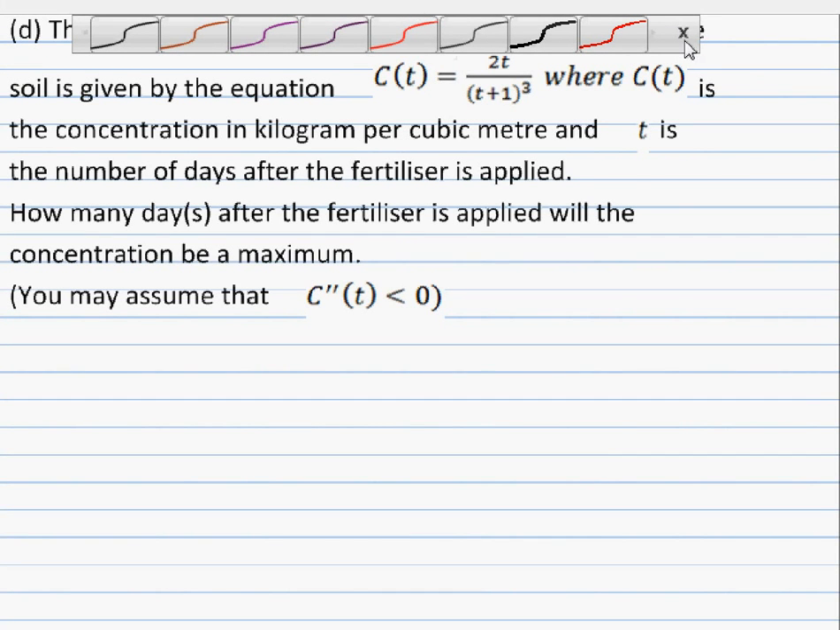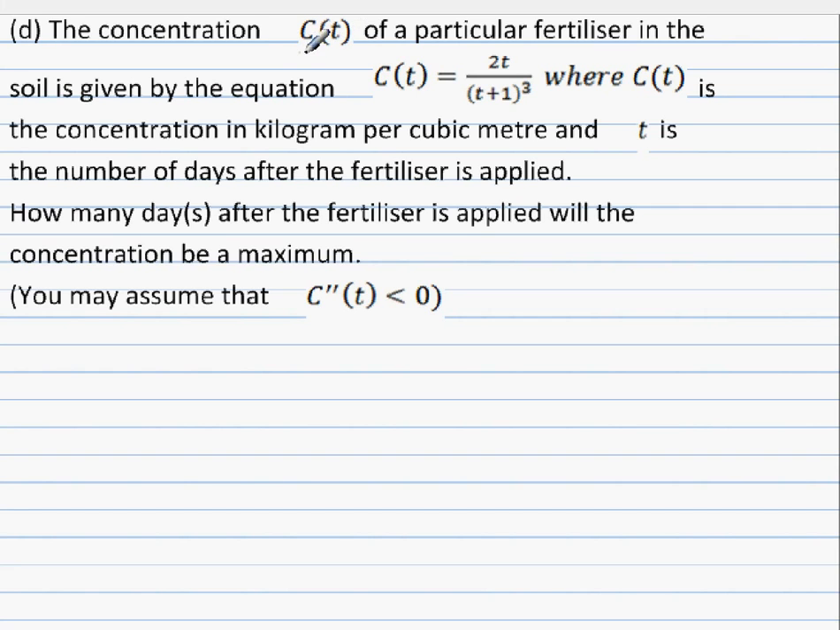The concentration C of t of a particular fertilizer in the soil is given by this function: C of t is equal to 2t divided by (t plus 1) the whole cube. So let me write that. C of t is equal to 2t divided by (t plus 1) the whole cube.